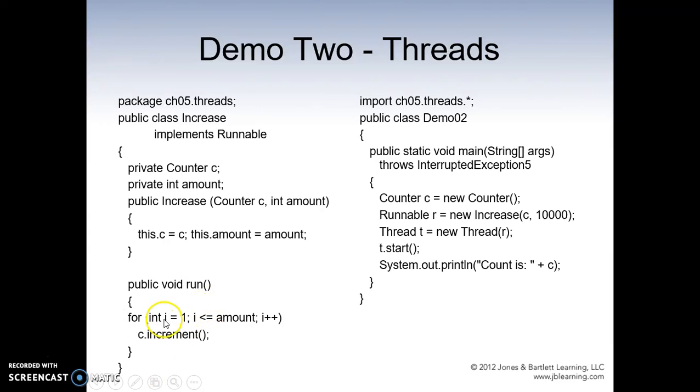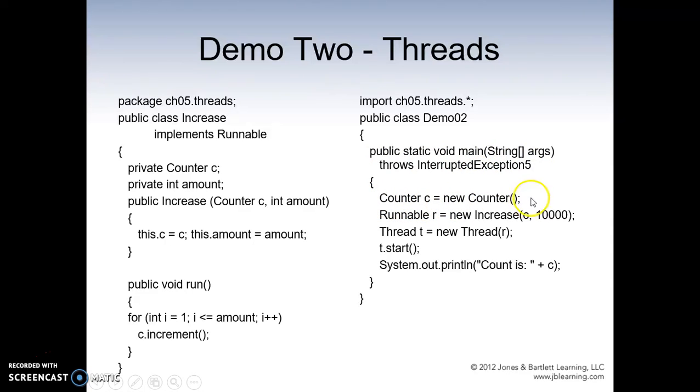We run the loop here: c.increment. When you create a thread, you are required to have a run method. Runnable is an interface that asks you to implement run. Just like when you do Comparable, you have to do compareTo. Similar to that, Runnable, you have to do run. Now when you use the thread in the main, it requires you to throw InterruptedException. So we throw that.